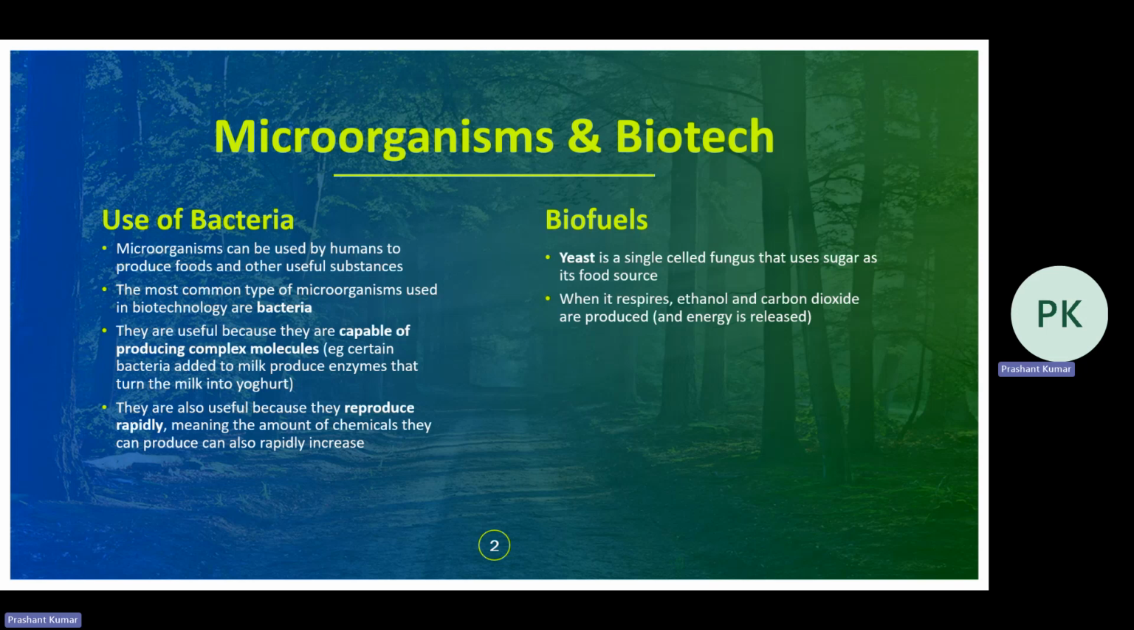So generally why do we use bacteria? Because they are capable of producing complex organic molecules such as enzymes and hormones, right? We can also produce genetically engineered products. They're also useful because they grow very fast. In a very small span of time they can complete their life cycle, right? So they increase exponentially very fast.